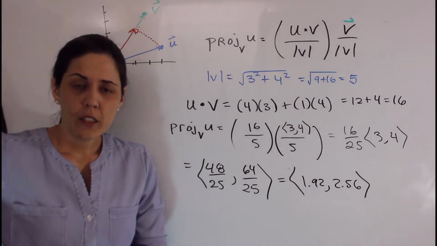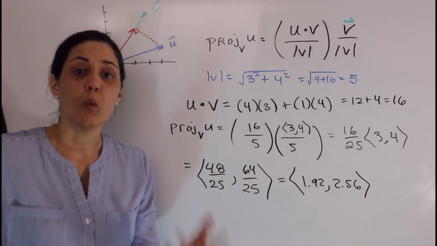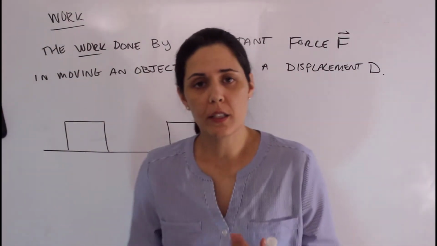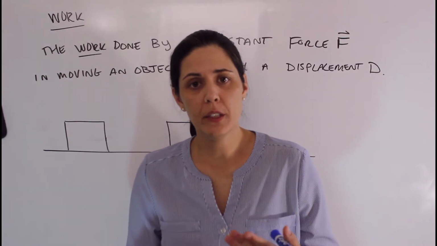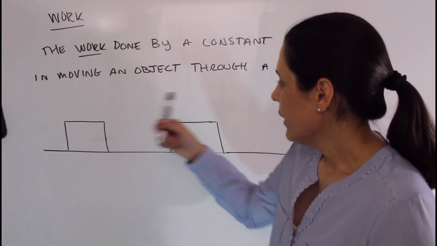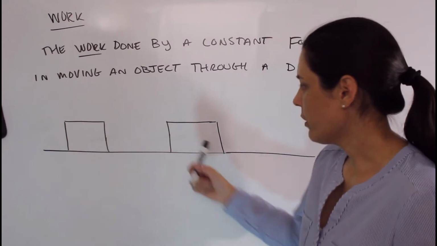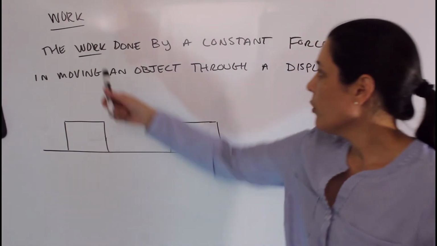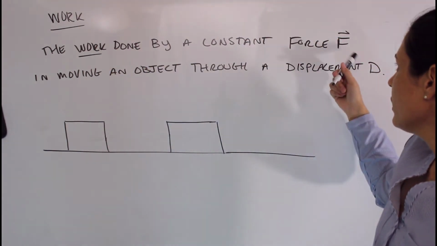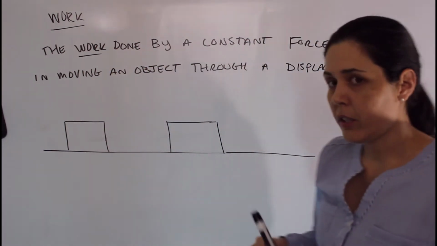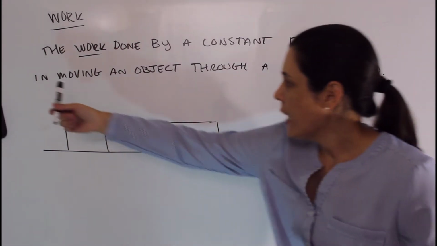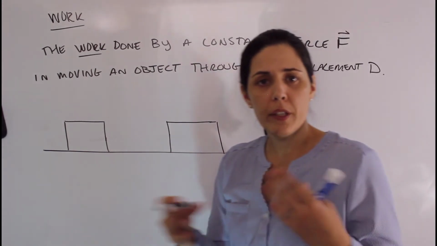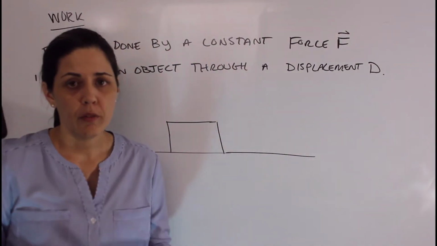Alright, the very last thing we're going to do in this section is consider something called work. So the idea of work. This is work done to an object, specifically in moving it. So here's my object. I moved it from here to here, and I'm going to talk about the work done or required to do that. So the work done by a constant force, we're calling that F, that vector, that's the force on the object, in moving an object through a displacement D. So how far I'm moving it is D. The force applied to move it is F.